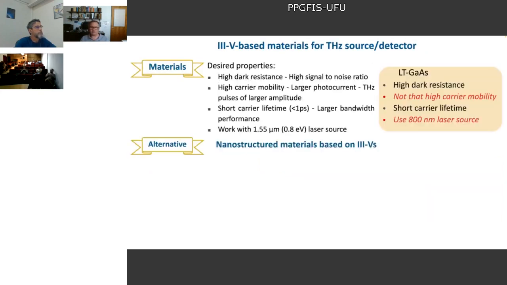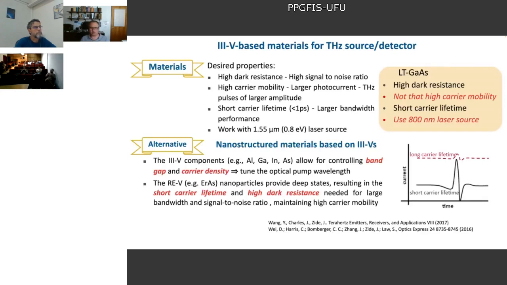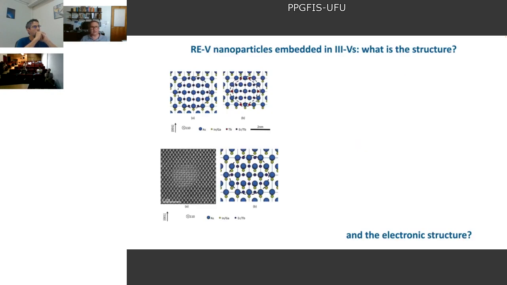And the idea then is to use this composite system, which is nanoparticles embedded in a III-V semiconductor. The good thing about the III-V is that you can control the gap by alloying, and you can control more or less the carrier distance, so you can tune the optical pump wavelength, right? And the nanoparticles would then provide deep states that give you short carrier lifetime and high dark resistance, which are needed for you to build this terahertz source and detector.